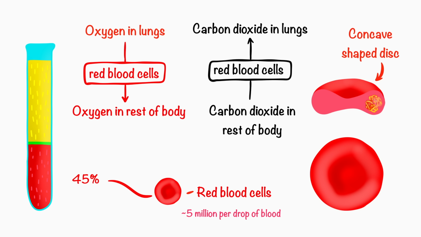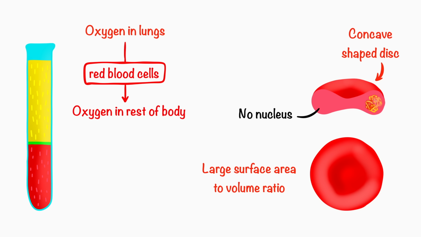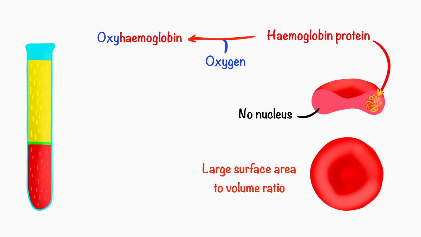They have a distinctive biconcave disc shape, like a donut with a thin center instead of a hole. This unique shape provides a large surface area relative to volume, allowing for efficient gas exchange. Unlike most cells in your body, red blood cells have no nucleus. This allows more space for hemoglobin, the iron containing protein that binds to oxygen.